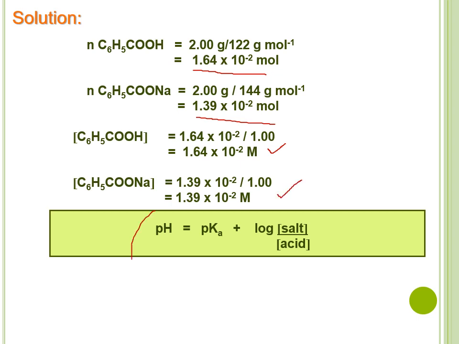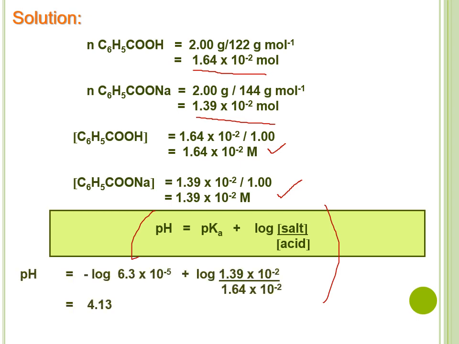Now, this is the formula we are going to use. The Ka is given to you, 6.3 times 10 to the power of negative 5. Just insert it into pKa by taking negative log. And you're going to add it with logarithm of concentration of salt, 1.39 times 10 to the power of negative 2, over concentration of acid, benzoic acid, 1.64 times 10 to the power of negative 2. You're going to get the answer 4.13 as the final answer, pH.